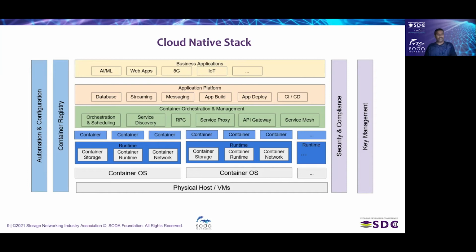And then below you can have the host OS, and then all these things. On the right hand side and left hand side, you can see automation and configuration, container registry, because almost all the images are coming from a registry. You can have the image downloaded and deployed seamlessly. And security and compliance and key management. Key management again is on the security part. So let's focus on the container storage part, which will help us to connect the container orchestration engine to the storage boxes.